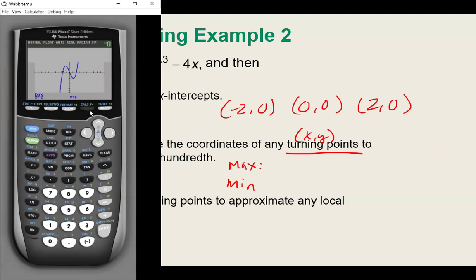So I'm going to hit second trace, and I'm going to go to where it says max. We see that? And then I'm going to go to the left of it, hit enter. Then I'm going to go to the right of it, hit enter. And it's going to tell me, here's your turning point. My turning point is at -1.155, comma 3.079.